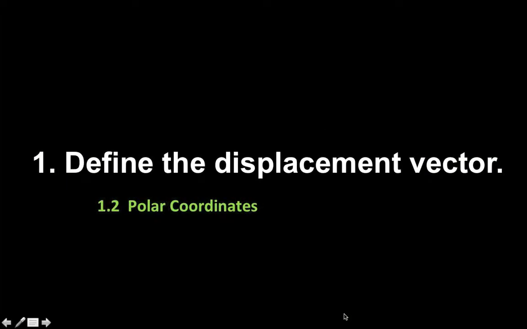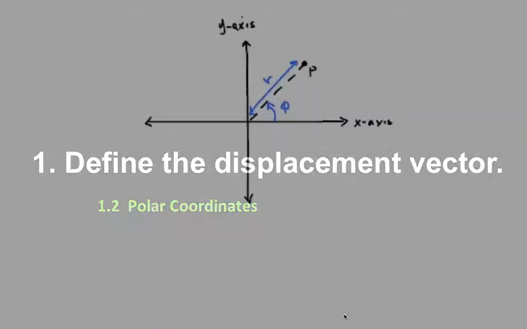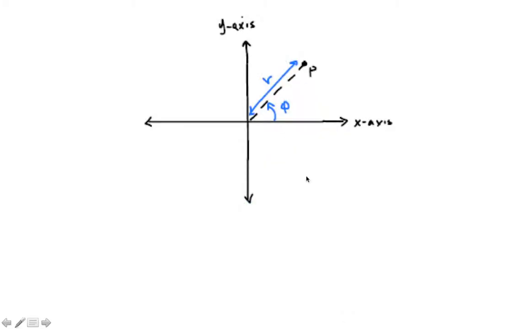Let's go ahead and define the displacement vector using polar coordinates. Polar coordinates are useful when the problem has circular symmetry. Here's the 2D polar coordinates. The first coordinate is r, which is the distance from the origin to the point. And the second coordinate is phi, which is the azimuthal angle defined as the angle from the x-axis.